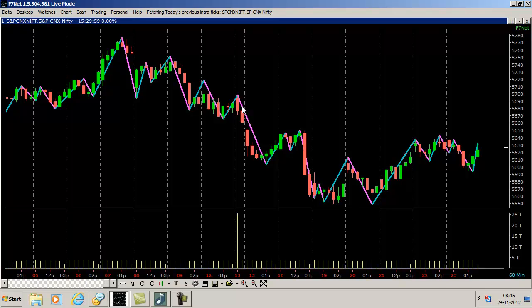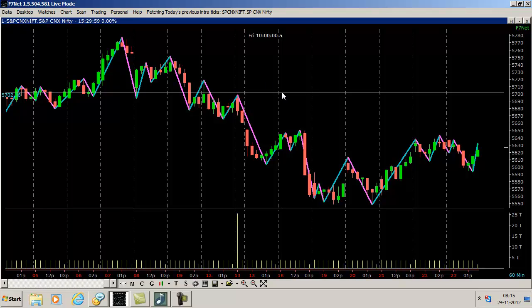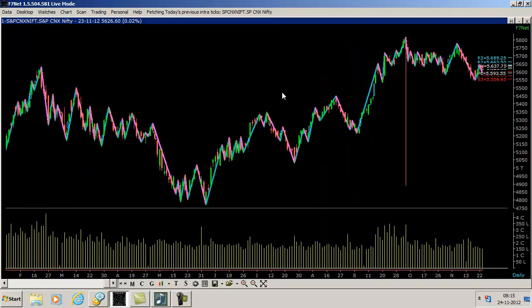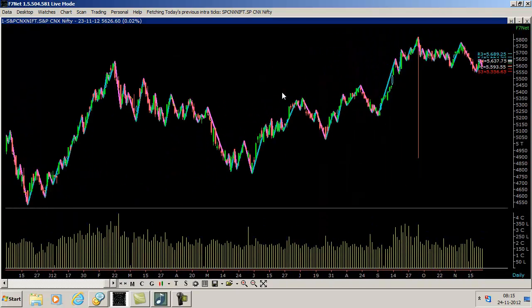Now friends, let us come to the second part, that is symmetrical theory. This is again the Nifty chart. What will symmetrical theory do for you? It can predict, based on the previous bottom and previous top, what will be the next top and next bottom.